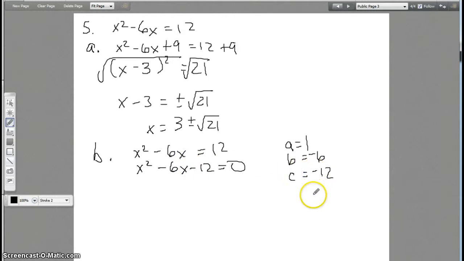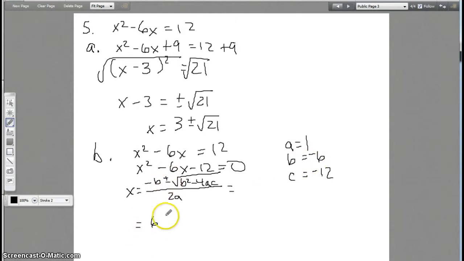Okay, so now we can plug all these values into our quadratic formula. The quadratic formula is x is equal to negative b plus or minus the square root of b squared minus 4ac, and all of that is over 2a. Okay, so now let's plug our values in. Negative b, that means the negative of negative 6. The negative of negative 6 is a positive 6.